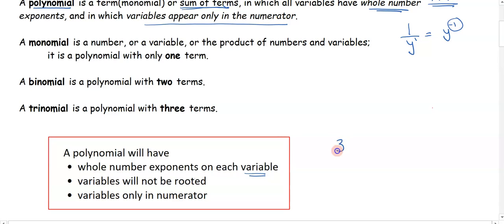If I gave you 3 to the power of 2 or 3 to the power of negative 2, which is 1 over 9, I don't really care about the exponents on my numerical part because they can be evaluated. I just care about the variable. The variable cannot be rooted. If I have an x under the root sign, that is actually x to the power of 1/2. You'll learn more about that in grade 11, so that is not a whole number. Therefore, x cannot be rooted, and the variables are only in the numerator.